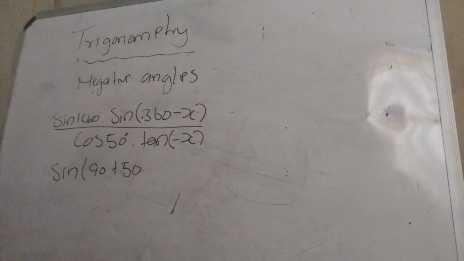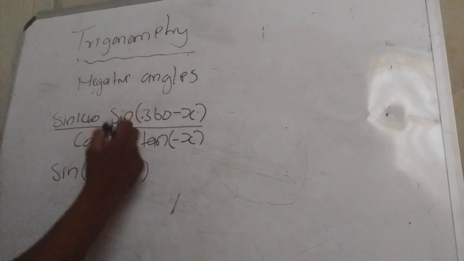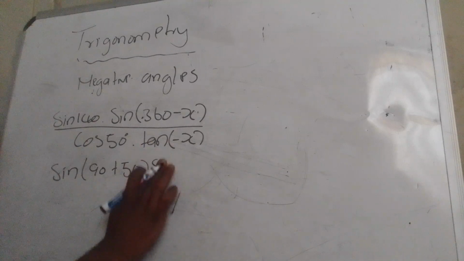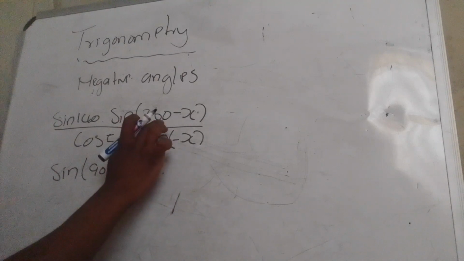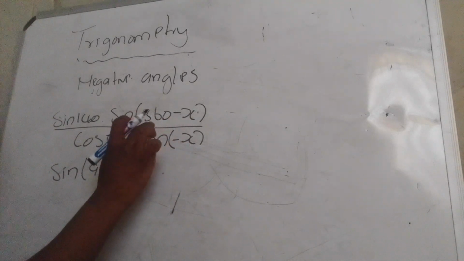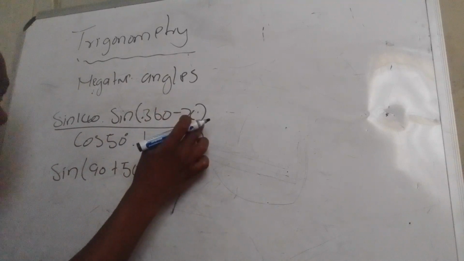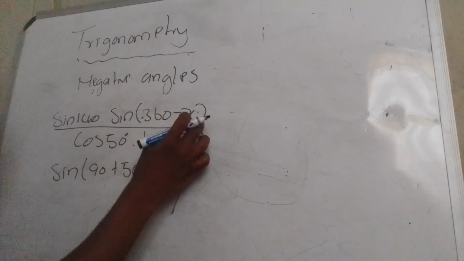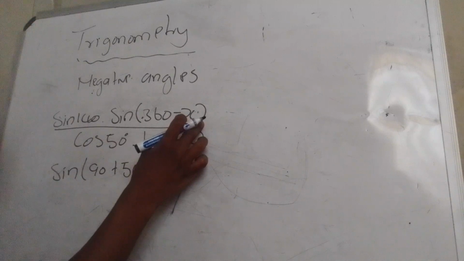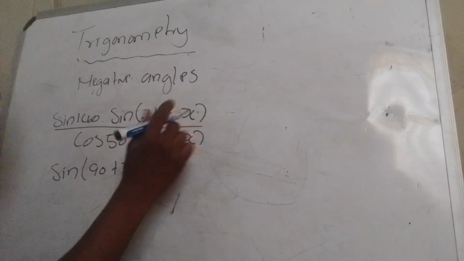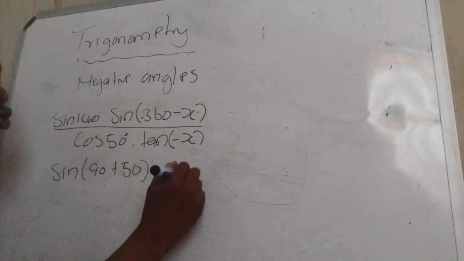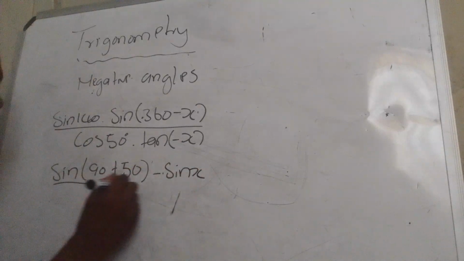Yes, 90 plus 50. They are going to give us 140, right? Then close bracket. We're going to have, in this case, 360 minus x. We ask ourselves, 360 minus x is in which quadrant? It is in the fourth quadrant. How is sine in the fourth quadrant? It is negative. So we're going to have negative sine x.